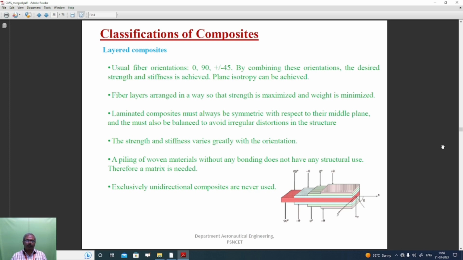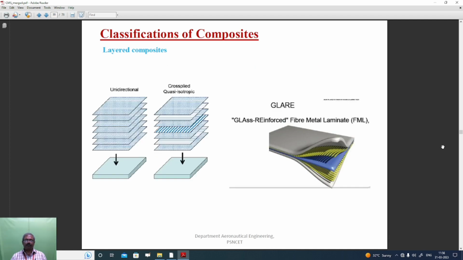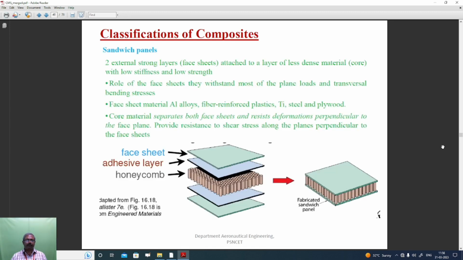A piling of woven materials without any bonding does not have any structural use, therefore a matrix is needed. Exclusively unidirectional composites are never used. The figure shows unidirectional layered composites and quasi-isotropic layered composites. Then sandwich panels: two external strong layers, called face sheets, attached to a layer of less dense material, that is the core, with low stiffness and low strength.